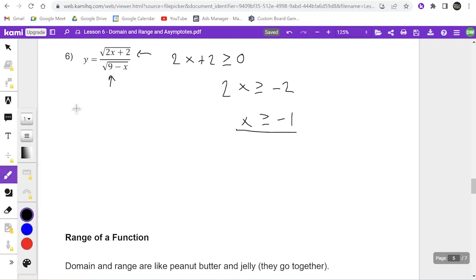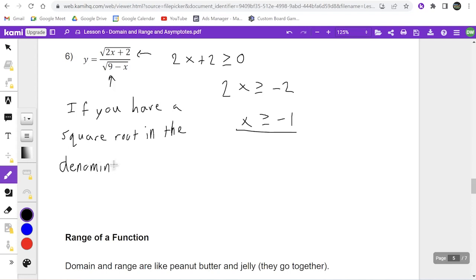The note is, if you have a square root in the denominator, then use greater than instead of greater than or equal to. And the reason why is because equal to means it can be 0. But this cannot be 0 because we're in the denominator.